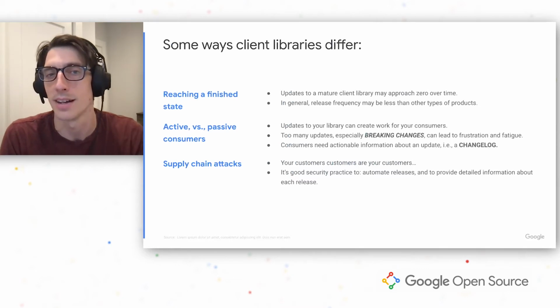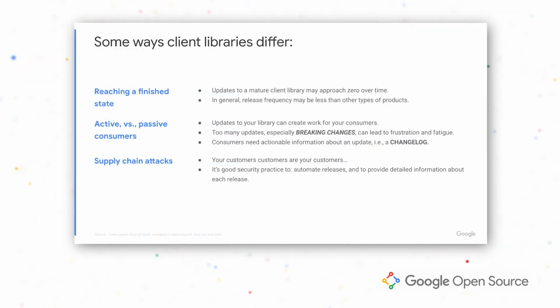Here are some ways that I think client library releases differ from, say, a web service or a website. As Isaac points out, they do have this potential for reaching a finished state. Updates to a mature library may approach zero over time. In general, though, release frequency may be less than other types of products like a web service. Your customers are much more active versus passive. Whereas for a website, a new stylistic change might go out and it doesn't have a huge effect on the end users other than maybe they find a button more easily. If you release a version of your client library, it's good practice for your consumers to in turn make sure they're up to date on the newest version of the library.